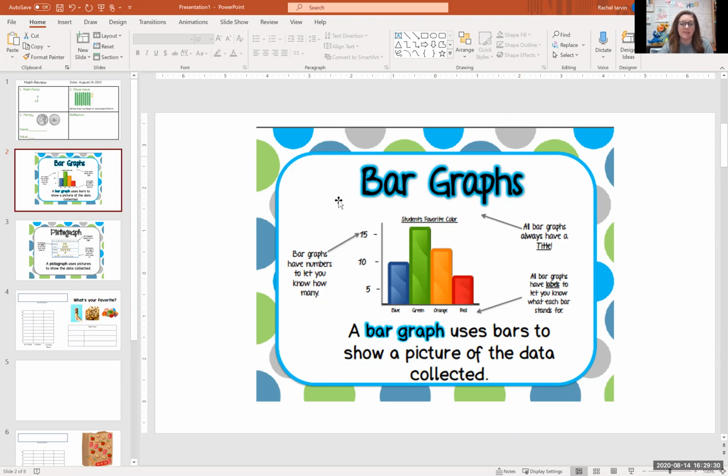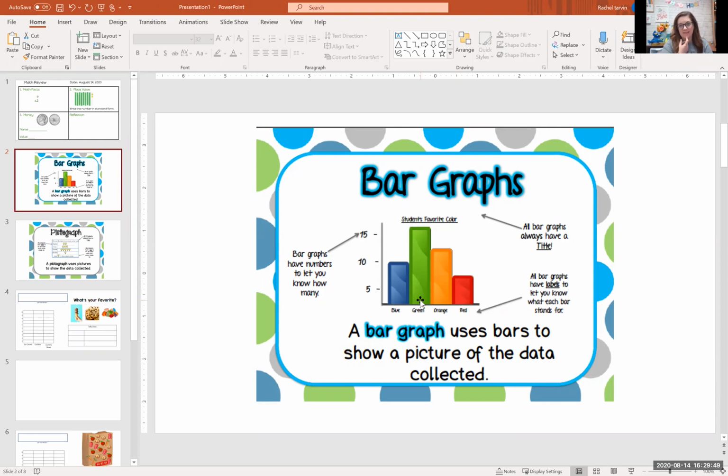This person asked their friends what their favorite colors were. Then they took their data and they put it in a graph. You can see here that the one with the most votes was green. So most people's favorite color was green.